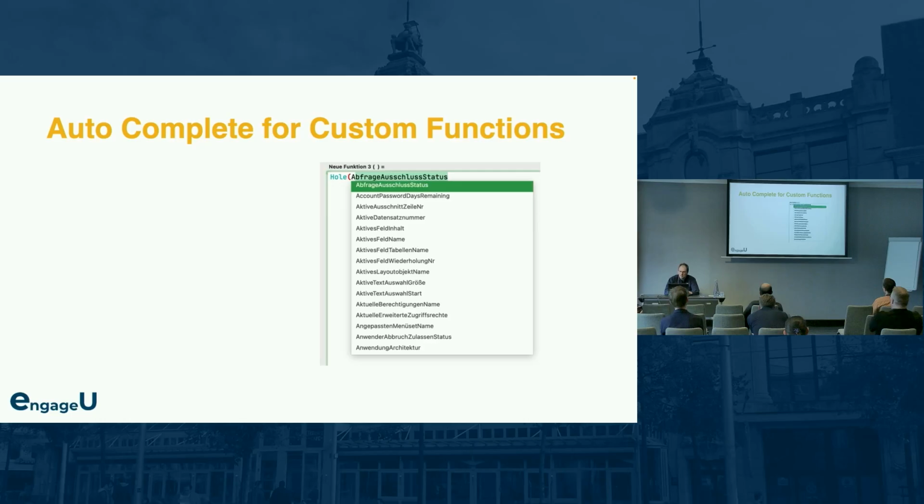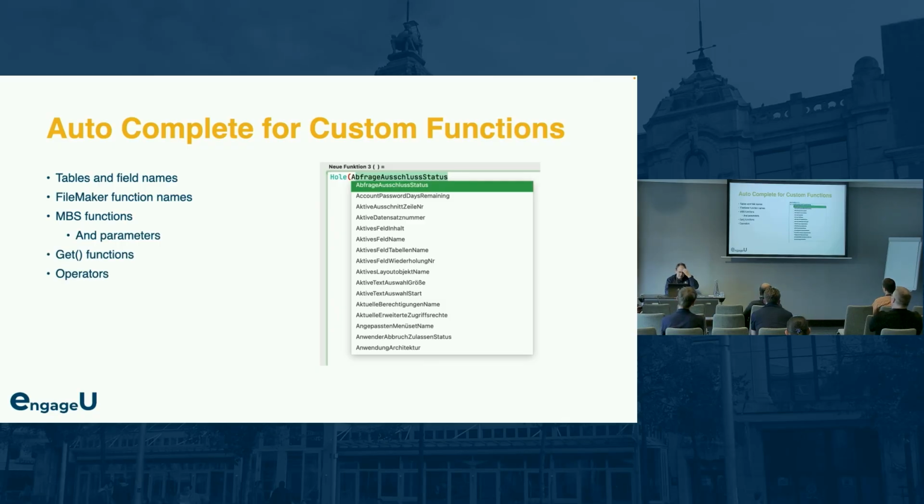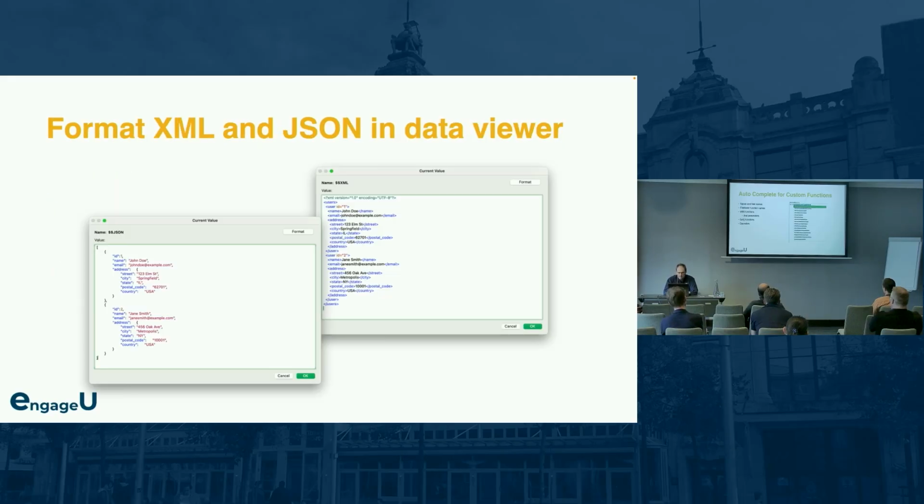Yeah, we need it. We also need auto-completion. So you can auto-complete things in the custom functions dialog, and the plugin adds auto-completion for table and field names, for FileMaker function names, for MBS functions with their parameters, for all the get functions, the operators, and you really enjoy it, even global variables, if the plugin saw them before. So you can just type, and the plugin will make suggestions. You can pick them, or you can continue to type to ignore them, whatever you prefer. And you can switch it off if you don't like it.